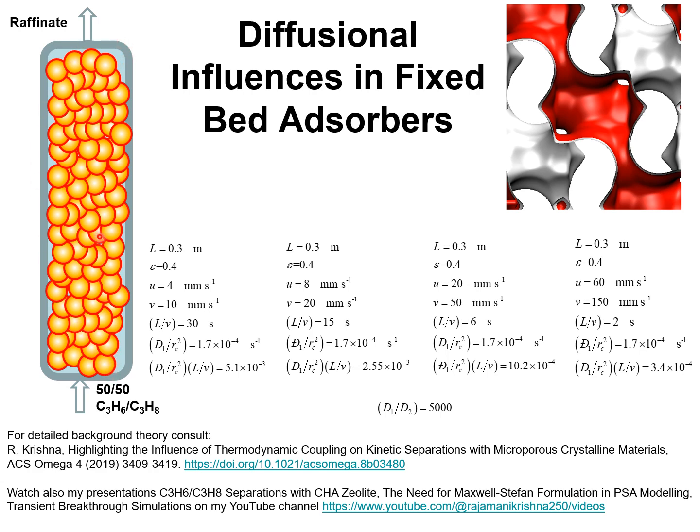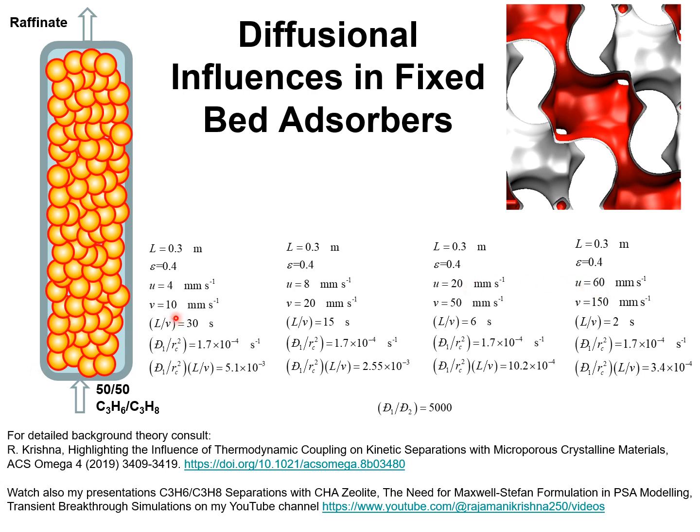packed with chabasite zeolite crystals. The length of the packed bed is 0.3 meters in all 4 cases. The packed bed voidage is 0.4, also maintained the same in all 4 cases. The superficial gas velocity entering the packed bed is varied from 4 millimeters per second, 8 millimeters per second, 20 millimeters per second, and 60 millimeters per second.